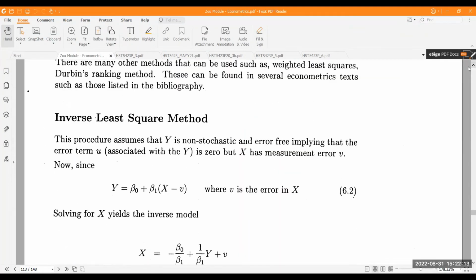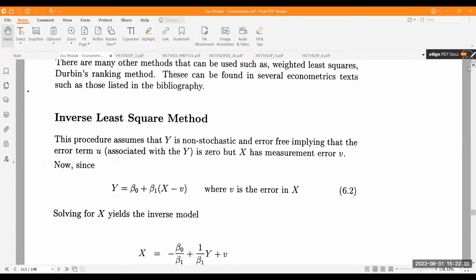Is it clear? If I ask you a question, describe the inverse least squares method, will you be able to do it? I can check for you. Okay, that's the first method.